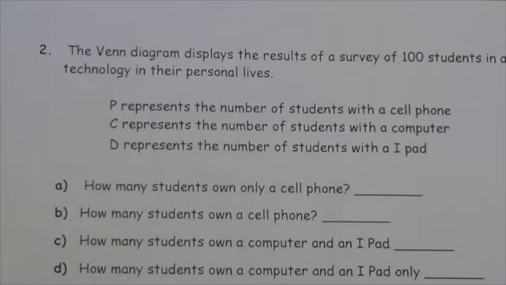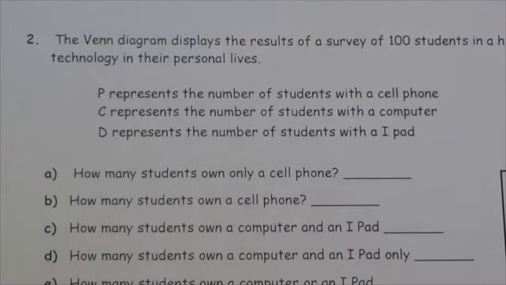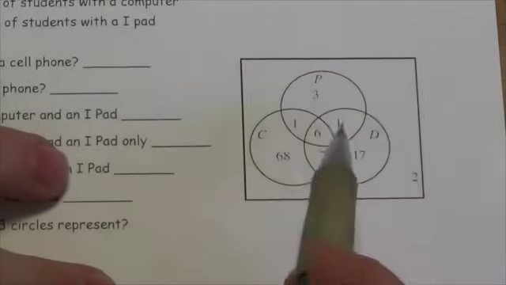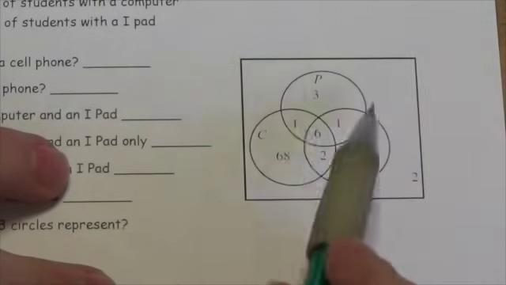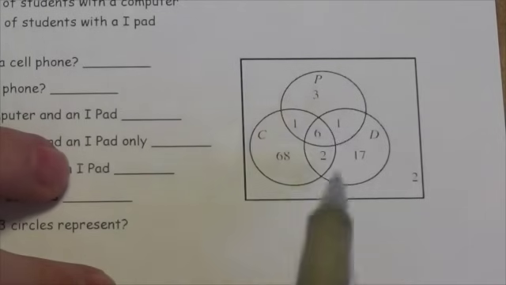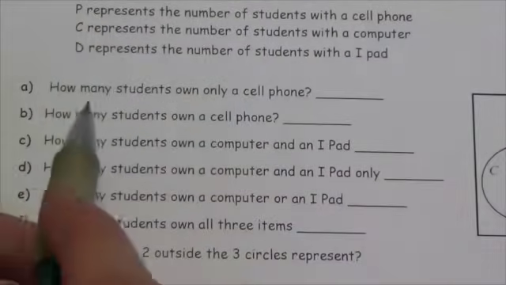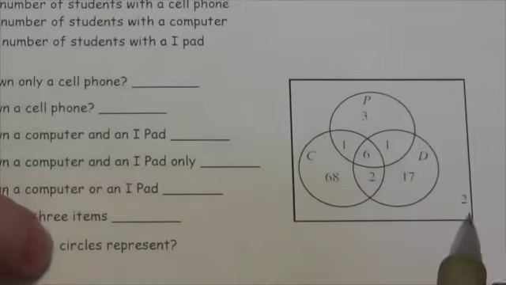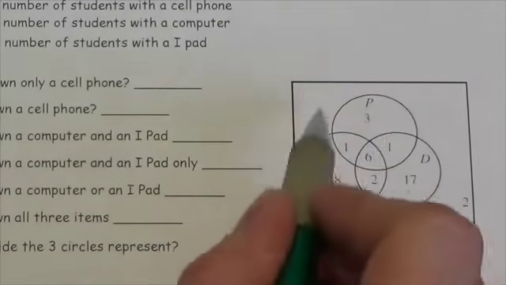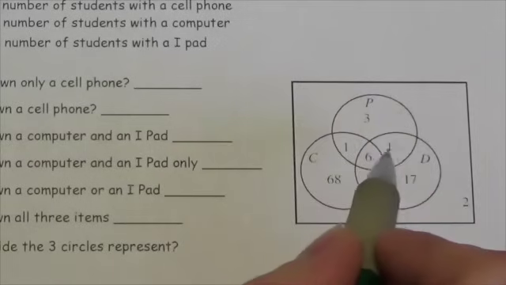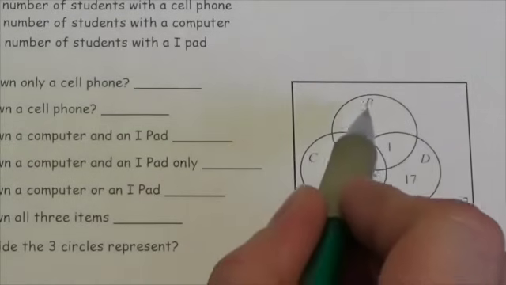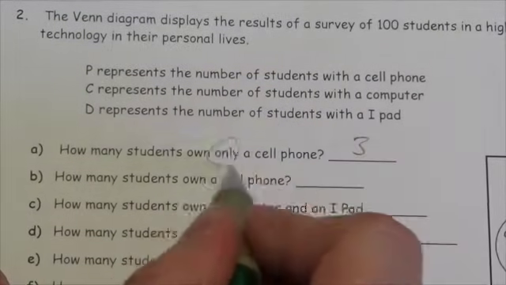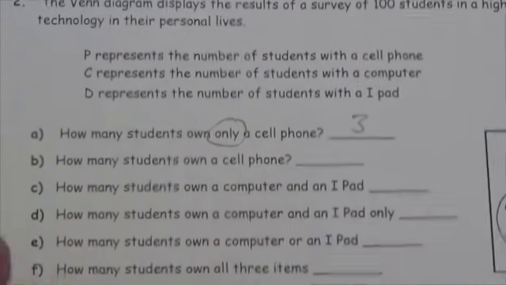Okay, so this question basically amounts to just asking us to interpret a Venn diagram with three circles in it. Over here we're told that this circle represents students with a phone, computer, iPad. The first question here is how many students own only a cell phone? Only a cell phone is the part of the cell phone set that doesn't overlap the others, and the number in there is 3. So that is only a cell phone, okay?